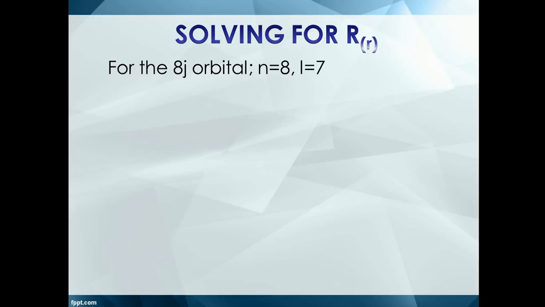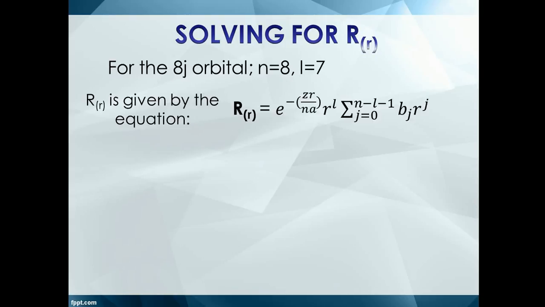The first function is the R function or the radial function for the 8J orbital. The 8J orbital has a principal quantum number equal to 8 and an angular quantum number equal to 7. R is given by the equation e raised to negative Zr over na times r raised to l, summation of j equals 0 to n minus l minus 1 of b sub j r raised to j.